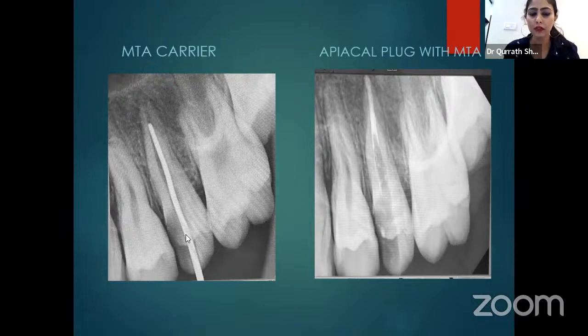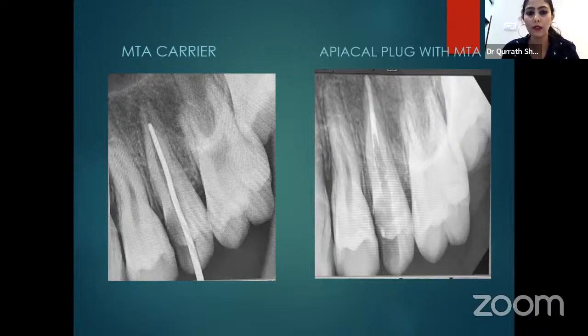to carry your MTA into the canal. For your apical plug with MTA, the apical 5 millimeters has to be filled with MTA. So you mix the powder and liquid of your MTA and carry it towards the canal orifice, and then place it. Another set of instruments you need for placement of MTA is your hand pluggers. You get a GDC kit, and you get different brands of hand pluggers of varying diameters depending upon the canal size.